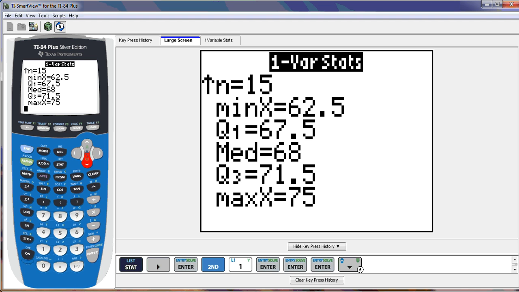Obviously the minimum and the maximum, those are pretty obvious. The median, as we've already discussed, is the halfway point. So half of our numbers fall between 62.5 and 68. The other half fall between 68 and 75.